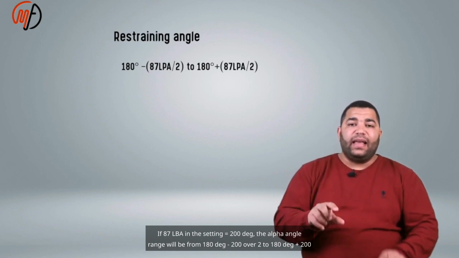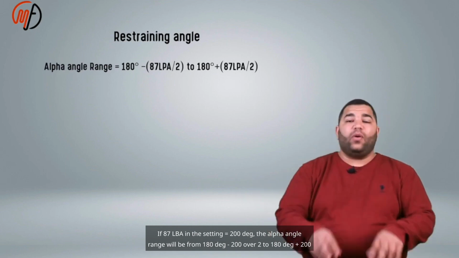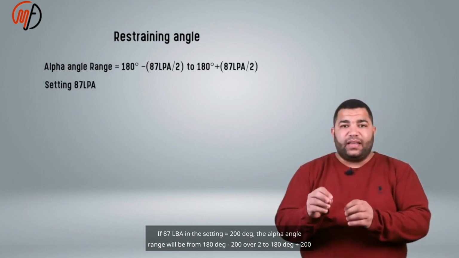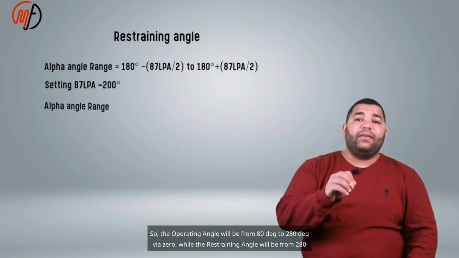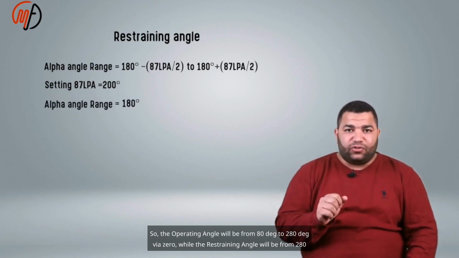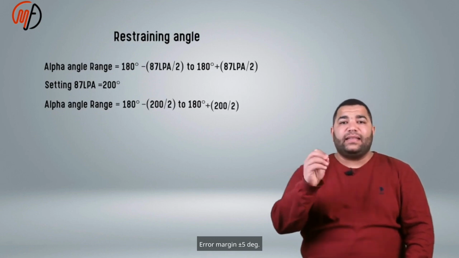If 87LBA in the setting is 200 degrees, the alpha angle range will be from 180 degrees minus 200 over 2 to 180 degrees plus 200 over 2. So the operating angle will be from 80 degrees to 280 degrees via 0, while the restraining angle will be from 280 degrees to 80 degrees via 180 degrees. Error margin plus or minus 5 degrees.